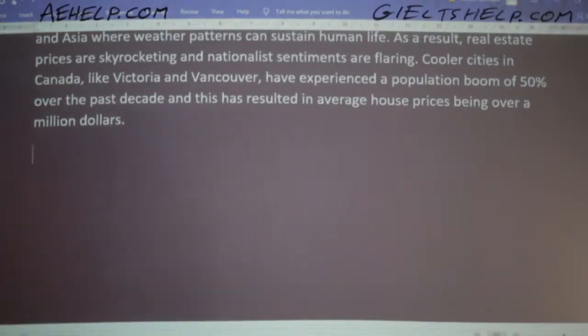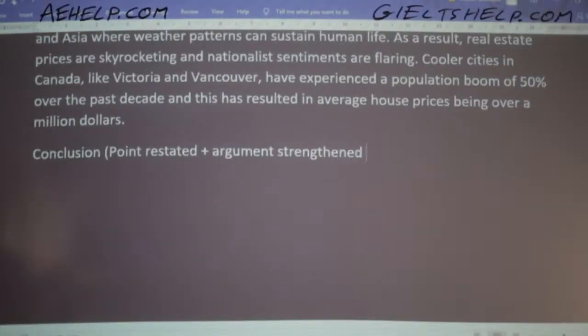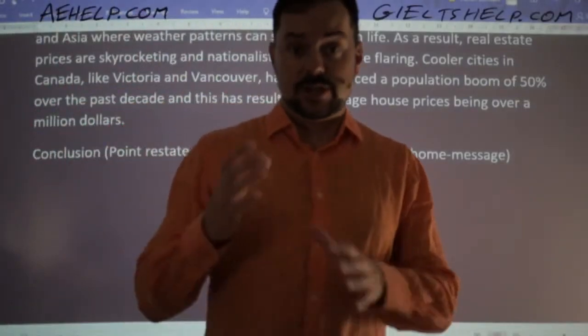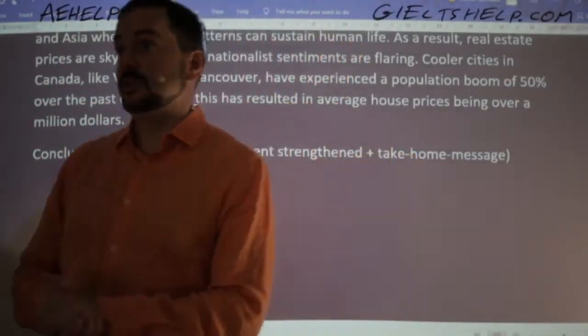All right, so the conclusion. The conclusion also has 3 parts, kind of like the introduction, but they're a little bit different. So it has your points restated, your argument strengthened, and some kind of a take-home message. So something that's useful for your reader. Those are the different parts of the conclusion. Okay. All right. I'm going to type up the conclusion so we can finish this essay. You do the same, and then I'll try to take some time to check and see what you've written. Okay.